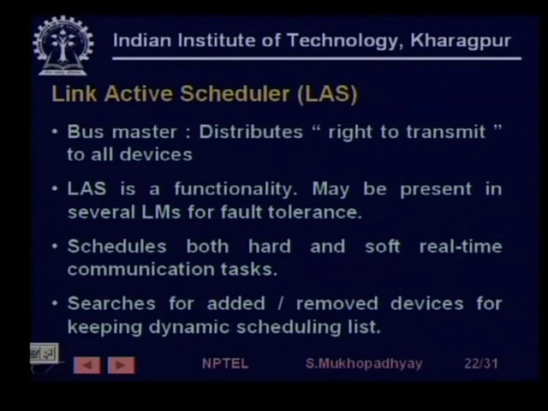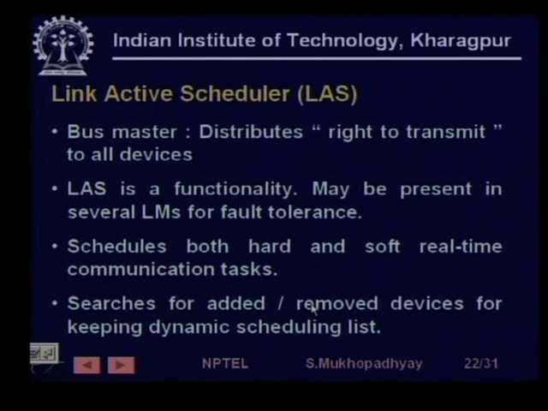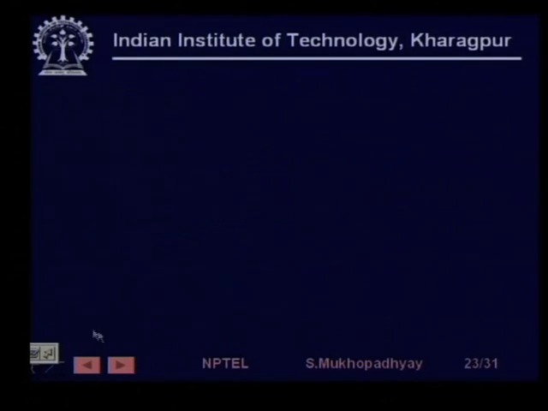The link active scheduler also has to take care, as we said, that there is easy configurability. So, you can add a device simply to the network, and the link active scheduler has to look for whether some new device has been connected, and then configure it, and take care of its communication needs. So, it also searches for added and removed devices. Similarly, if a device is removed, it has to take it off from its scheduling list.